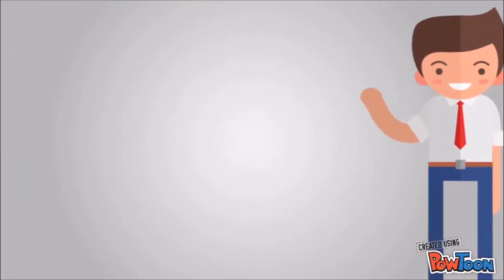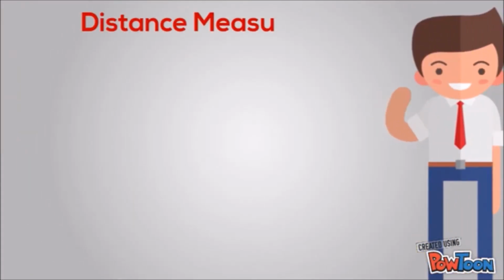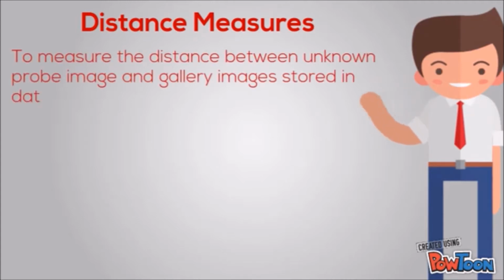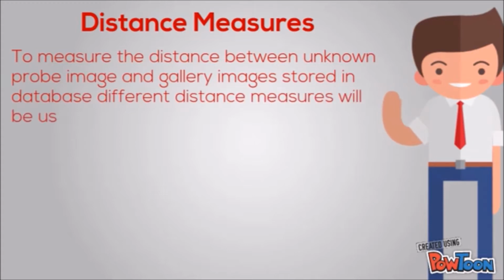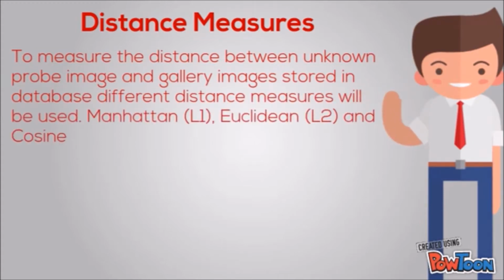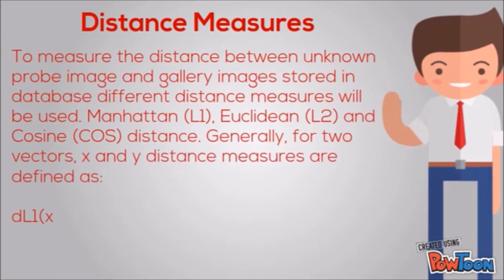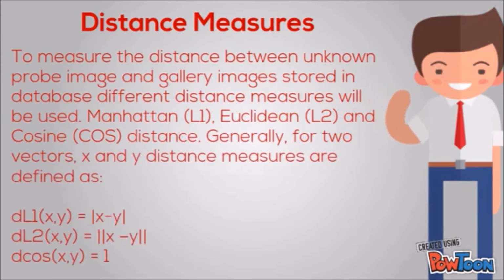Next we will discuss distance measures, which are used to measure the distance between the unknown probe image and gallery images stored in the database. Different distance measures will be used: Manhattan, L1, Euclidean, L2, and cosine, COS, distance. Generally, for two vectors x and y, distance measures are defined as below.